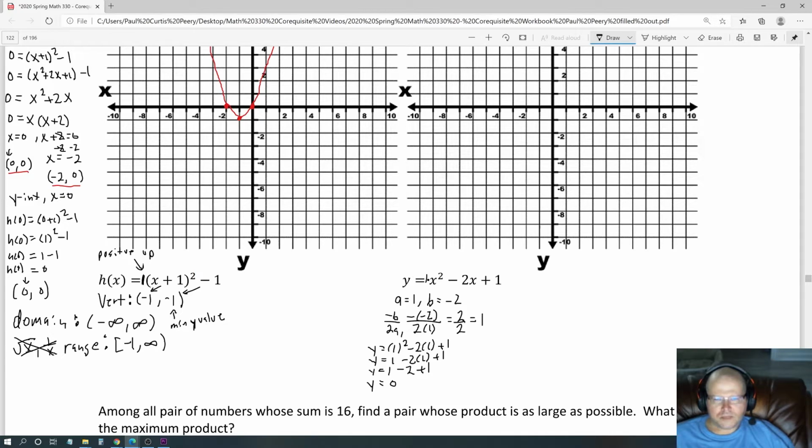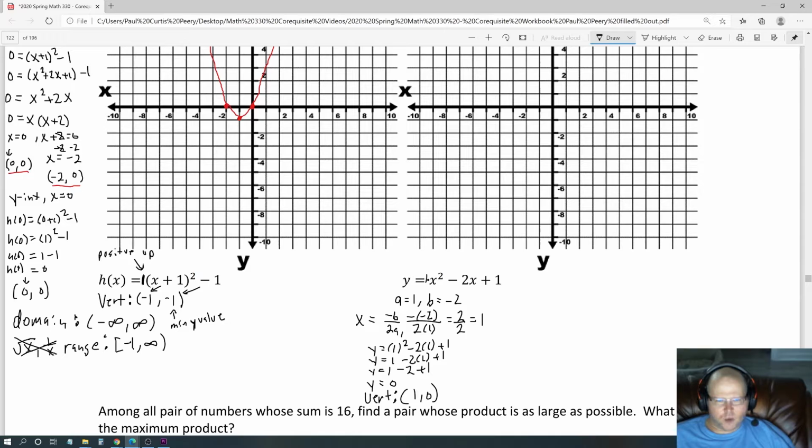Cool. Okay, so our x value is this, and our y value is 0, and we can write that as an ordered pair of 1, 0. We got our vertex. Excellent. Okay, we got our vertex right there. Okay, that was the first question.